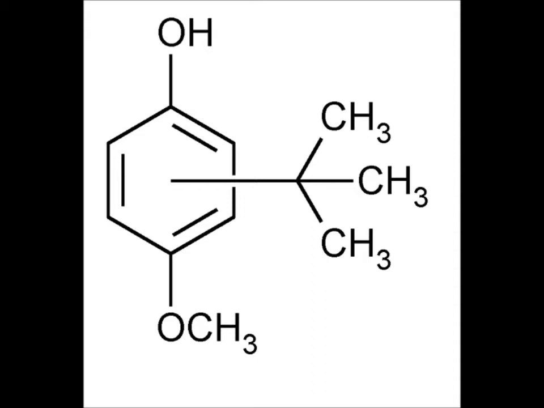C11H16NO2. Its common name, as I've said before, is butylated hydroxyanisole, and it is prepared from 4-methoxyphenol and isobutylene. It's also known as BOA and antioxy-B.